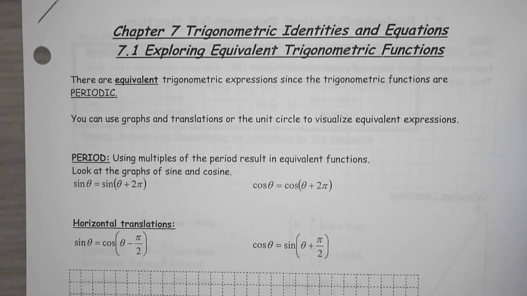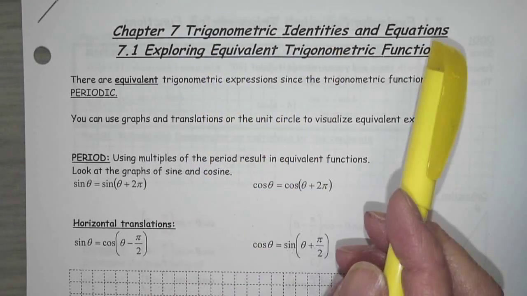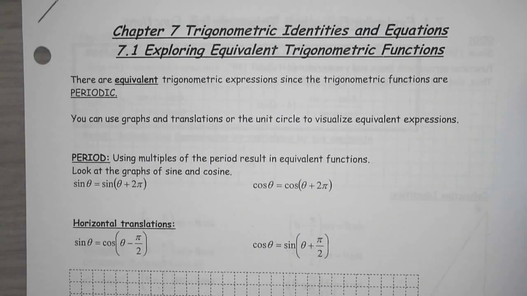So chapter 7 is trig identities and equations. We get to do our proving of the identities. That's going to be really exciting. So that's our identities. And then equations we're going to be solving. So we're going to be solving a bunch of trig equations.